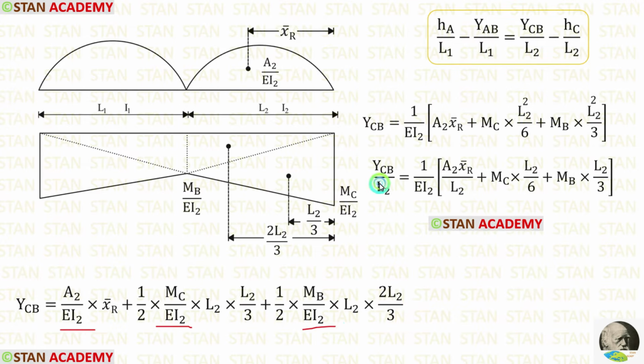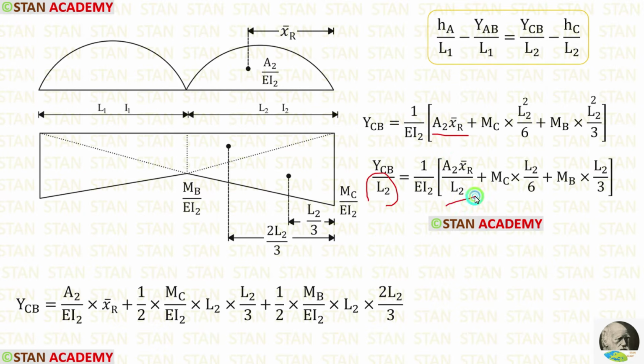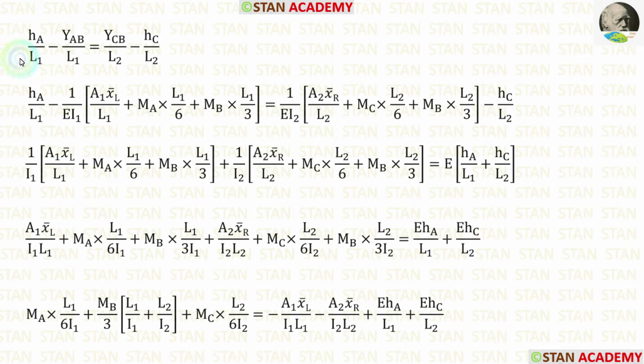EI2 is common. We can take it outside. In this equation, actually we want YCB by L2. So let us divide YCB by L2. When we divide A2 x bar R by L2, we are getting this. Here this square and this square will be eliminated. Finally, for YCB by L2, we are getting this.